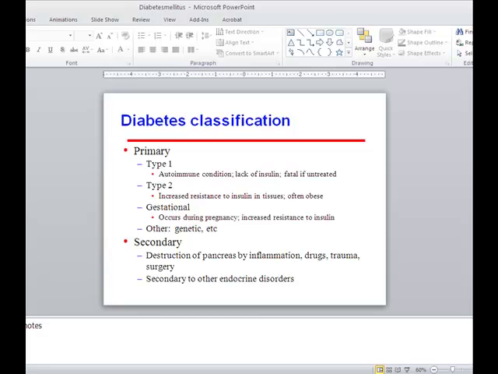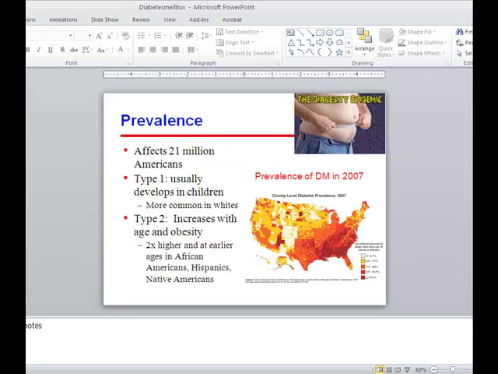Then the other category of diabetes is classified as secondary. They are secondary to other disorders in the body. Okay. We're not going to get into the details. The primary defect is not diabetes. The primary defect is something else that is leading on to diabetes. Those are the secondary diabetes.